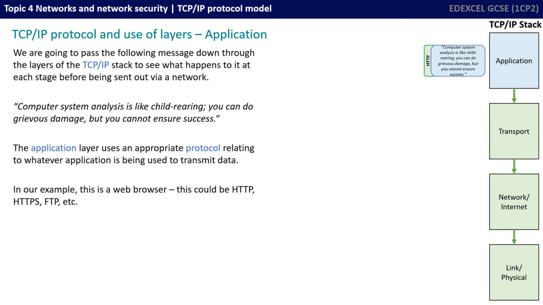The first layer it has to go through is the application layer. As the name suggests, this layer uses an appropriate protocol relating to whichever application is being used to transmit the data. So for our example, we're going to assume this is a web browser. So the protocol could be HTTP or HTTPS. You can see there's our message plus a header, which in real terms will be additional 1s and 0s added to the packet of data, so we know what application is needed to process the data once it reaches the other end.